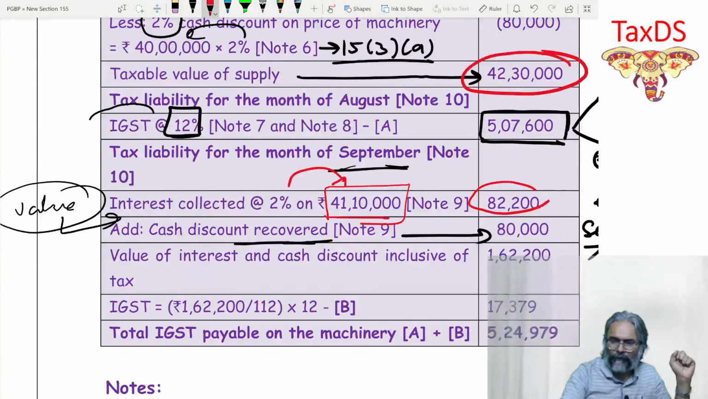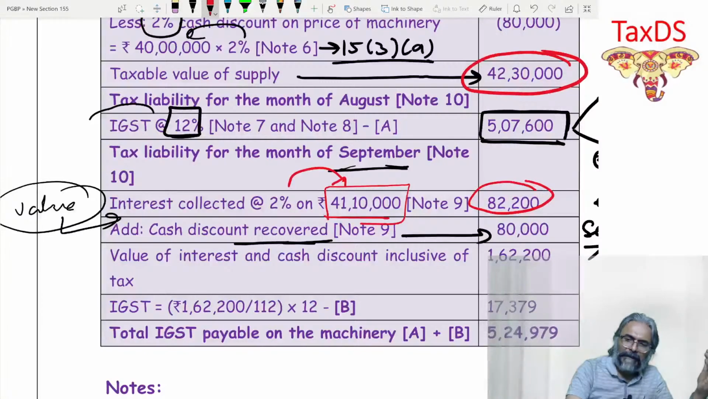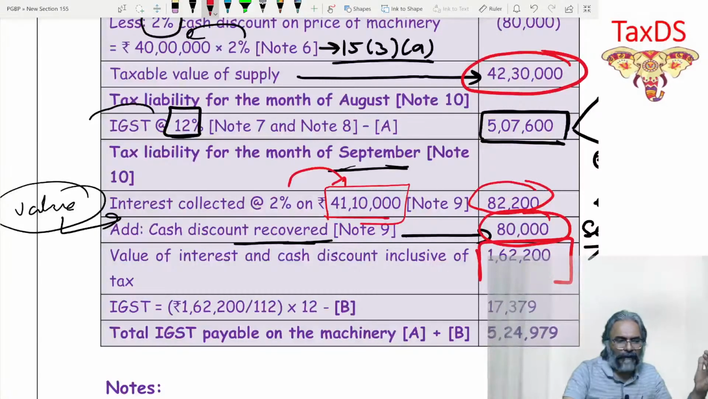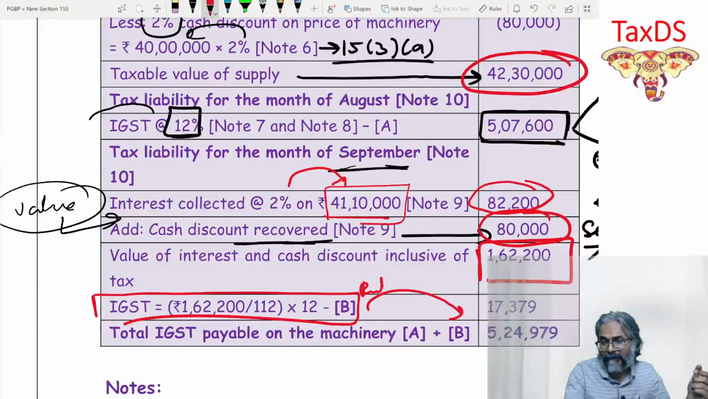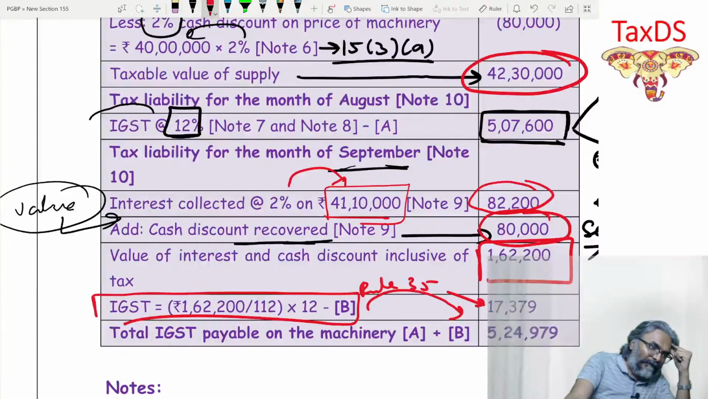This gives you 82,200. Yes, that is interest. This is the cash discount. Total value is how much? 162,200. IGST, you have to do that. Again, be careful. This is inclusive. So here it is Rule 35. Reference to be made. Rule 35 reference has to be made over here.